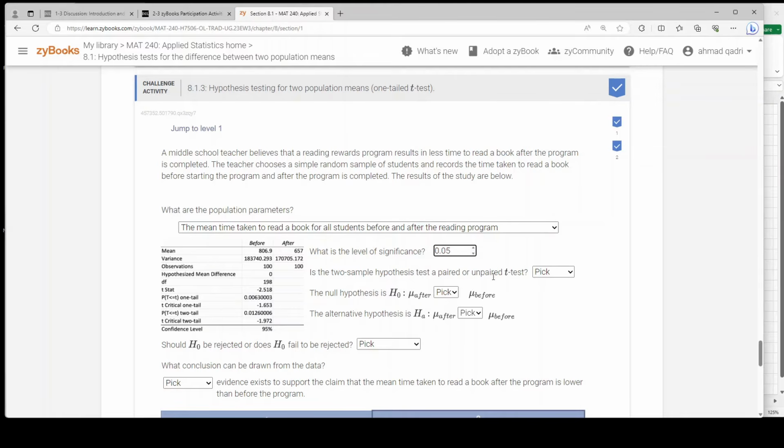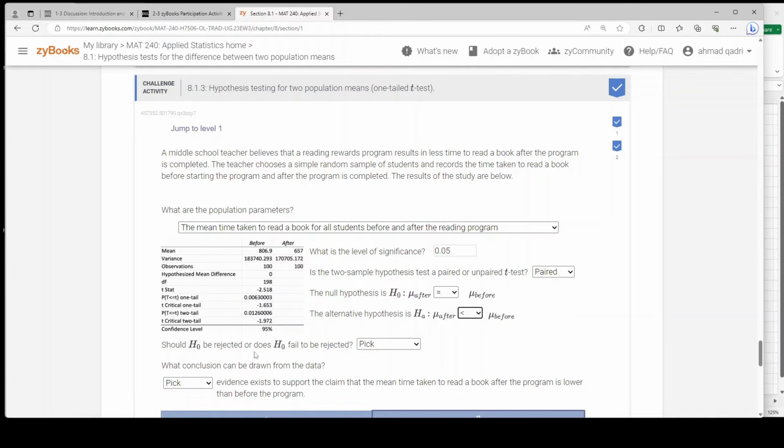Is this a paired or unpaired t-test? This is a paired t-test, and the reason is that the same students are tested before and after the program. So it's a paired t-test. The null hypothesis here would be that the mean after equals the mean before. And the alternative is that the mean after is less than the mean before. So that would imply that students are taking less time to read the book after the program.